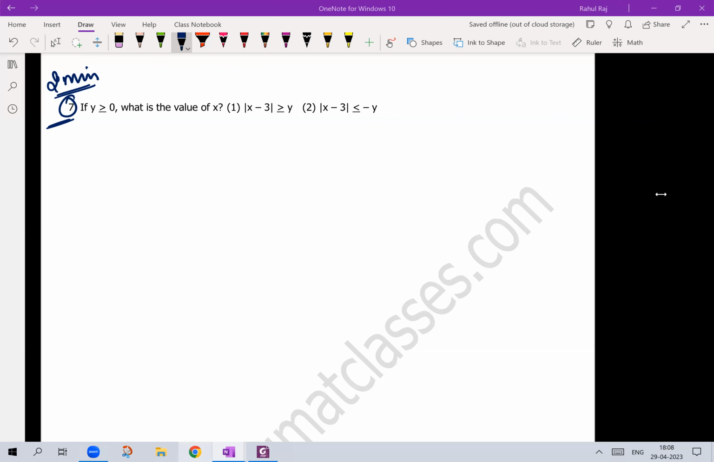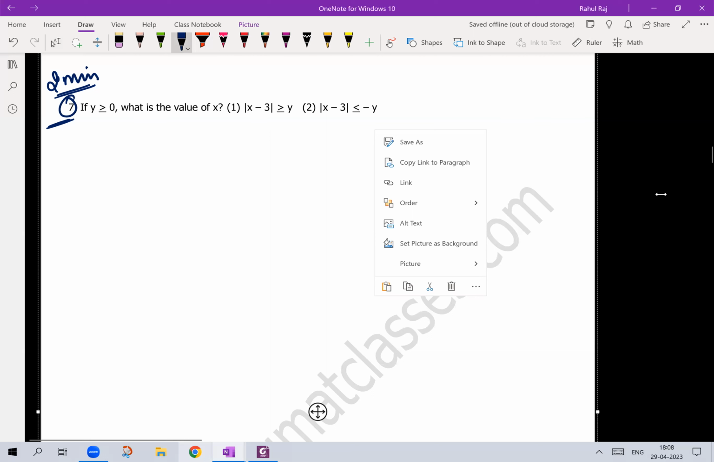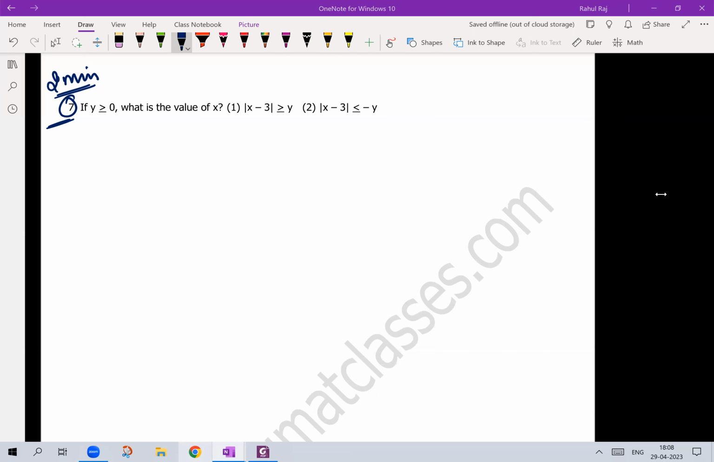So what it says, can I say option number 1 is straight away not sufficient? Rahul, is it E? No. Okay. The first one has multiple solutions, so I don't think it is sufficient.